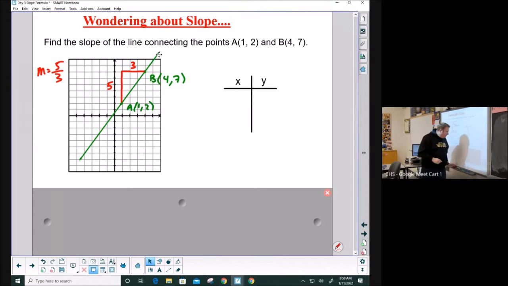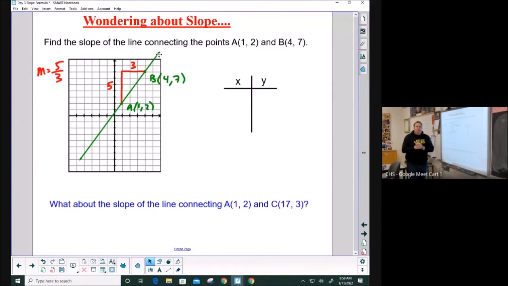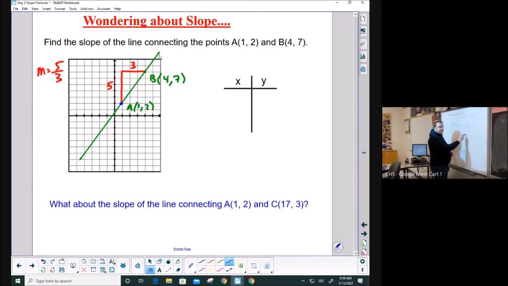But what if the question asked you this? What about the slope of the line connecting the point (1, 2) and the point (17, 3)? Well, this becomes a bit more of an issue because (1, 2) is okay, it's right there, but (17, 3) is way off my graph. My graph only goes 1, 2, 3, 4, 5, 6. 17 would be someplace way over here, and 3 would be something like this. And trying to draw this line or count this line is a little bit more difficult.